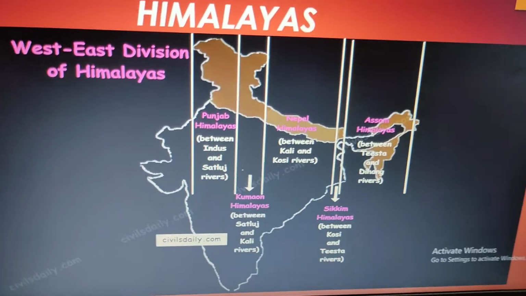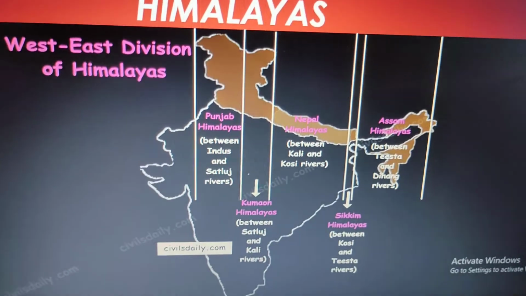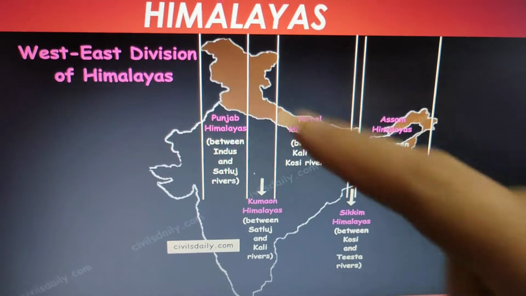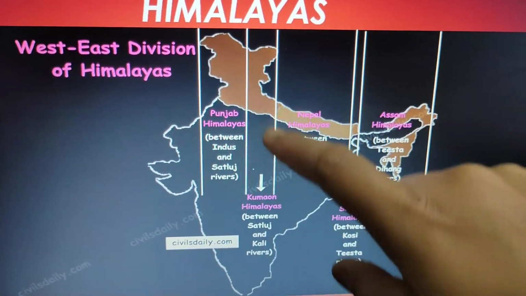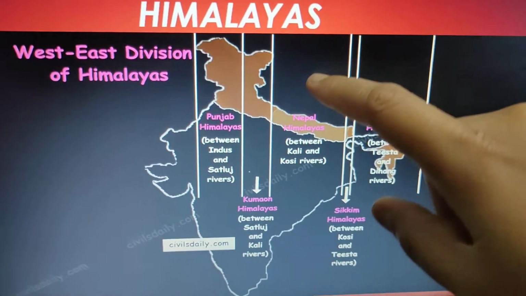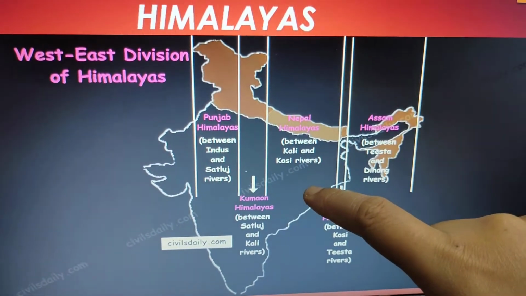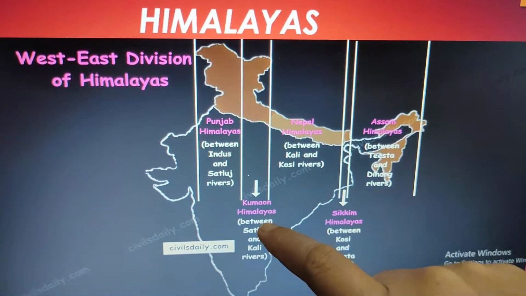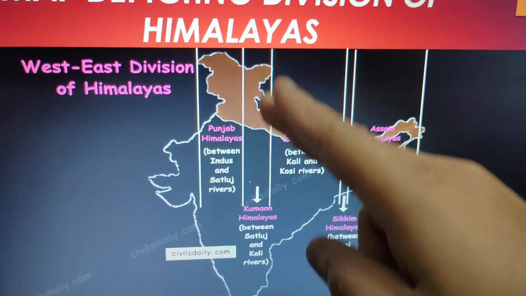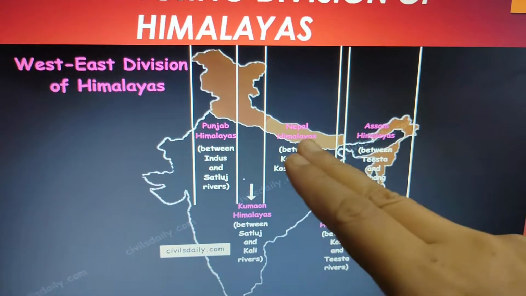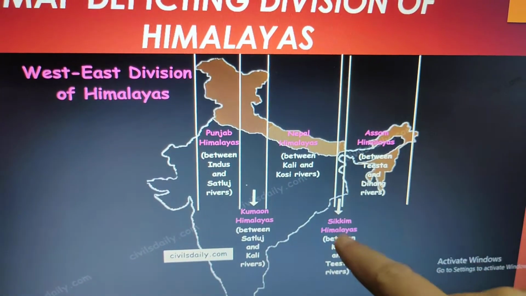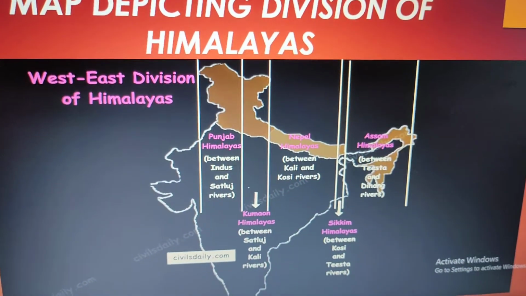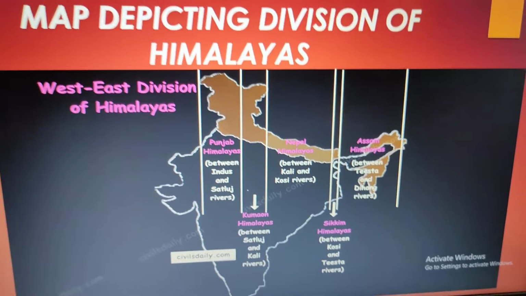If you see the map representation, this is the West-East division of Himalayas. These are your Punjab Himalayas between Indus and Satluj. These are your Nepal Himalayas between Kali and Kosi rivers. These are your Kumaon Himalayas. Punjab Himalayas, Kumaon Himalayas, Nepal Himalayas. These are your Sikkim Himalayas, and these are your Assam Himalayas. Now Teesta, Dihang, these are rivers actually.